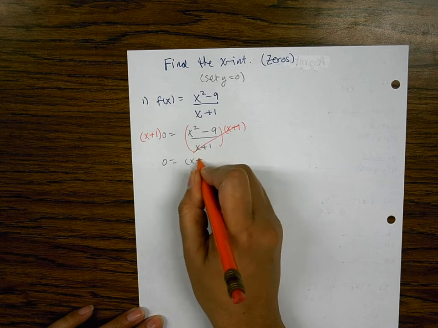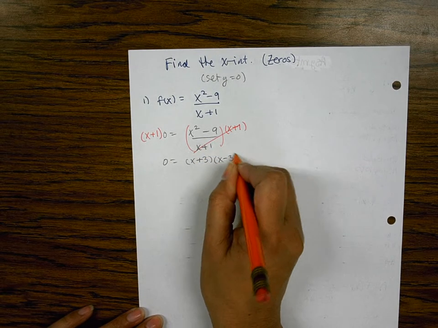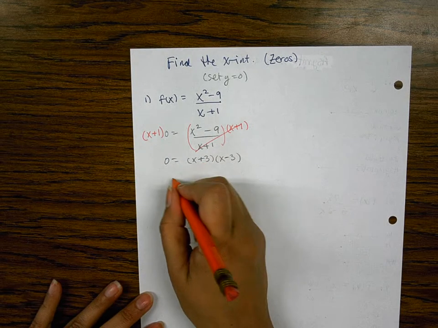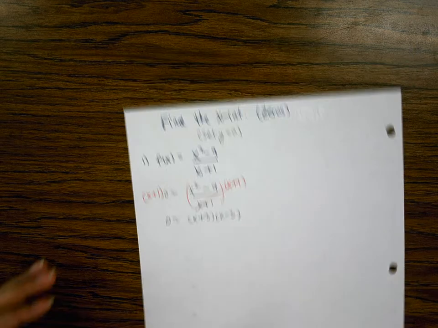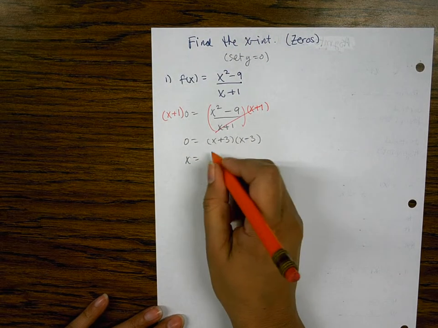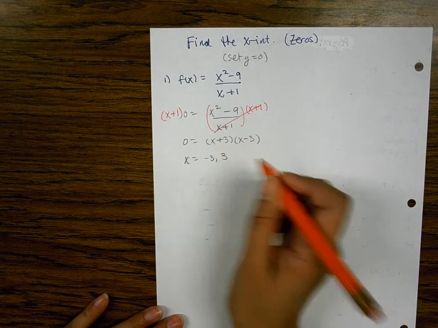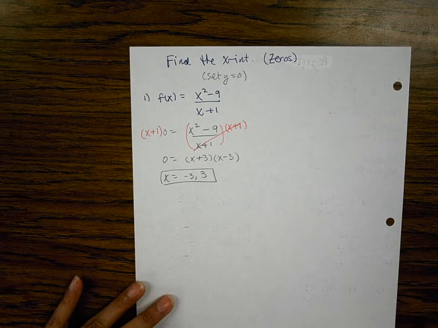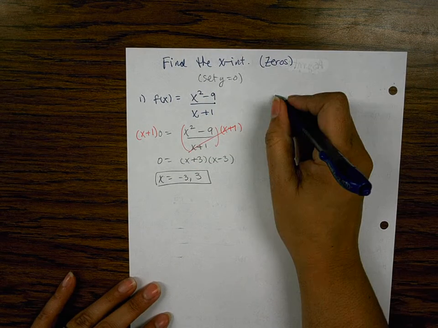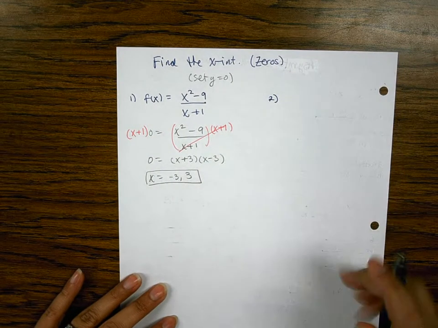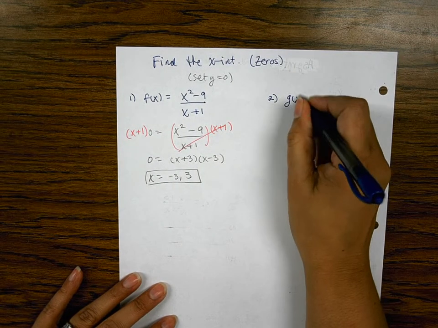Distribute your 0, it's still 0. X squared minus 9, I'm going to factor to x plus 3, x minus 3. If you don't want to factor and you want to move your 9 over and square root, that's fine. In the end, you end up with the same answers. X equals negative 3, positive 3, or plus or minus 3 if that's the way you wrote it. And those are my x-intercepts. And we will be doing graphing this eventually, so you want to make sure you understand.